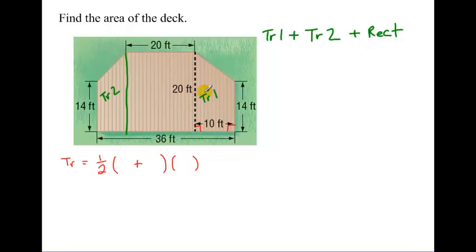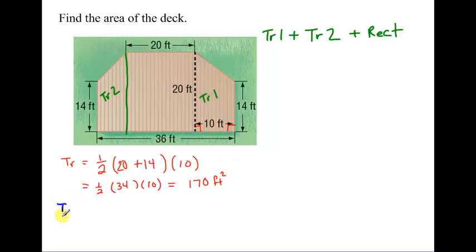Okay, so base 1 and base 2, that's the 20 and the 14. Stick them in there, and then we said it was 10 feet across to get that height. Okay, so let's calculate this. We've got 1/2, combine the bases to 34 and times by a 10 for the height. It's going to give me 170 square feet for trapezoid 1.